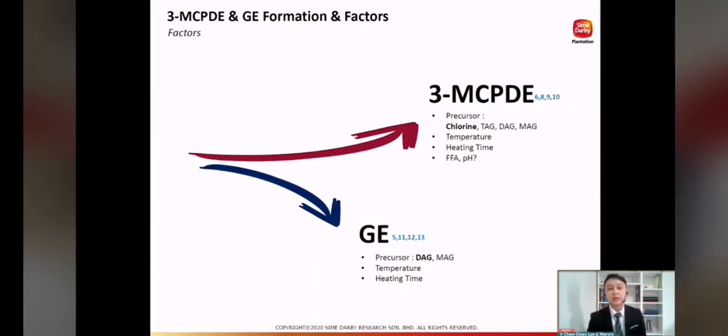So next, we go to the GEs. As we know, the precursors here are the DAG and MAGs. As I mentioned earlier, there is no involvement of the chloride ions. Other factors here will also be temperature and heating, same as 3-MCPDE.